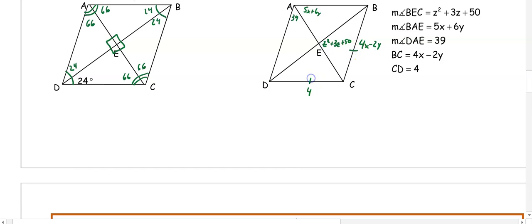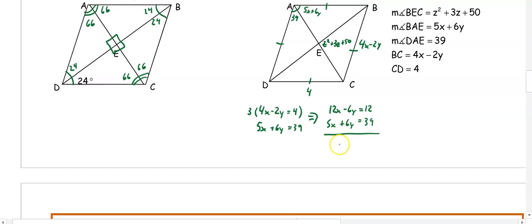We know that all sides are congruent. So 4x minus 2y is going to equal 4. We also know that the diagonal bisects the angle. So we have 5x plus 6y is equal to 39. So in order to solve, I can multiply the first equation by 3. 12x minus 6y equals 12. 5x plus 6y equals 39. So we get 17x is equal to 51. X is equal to 3.